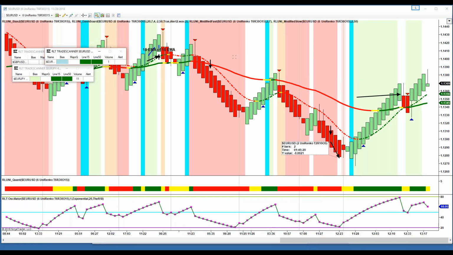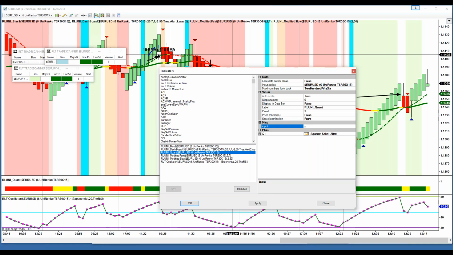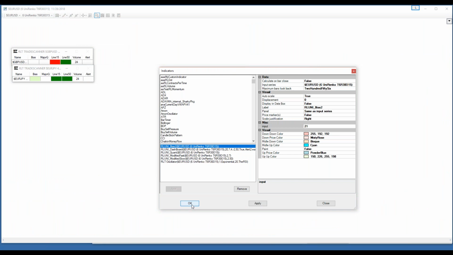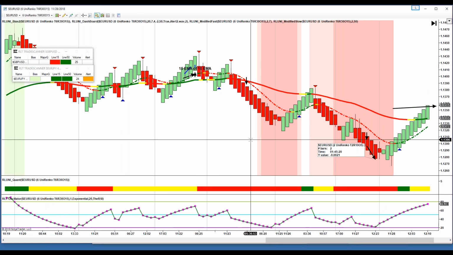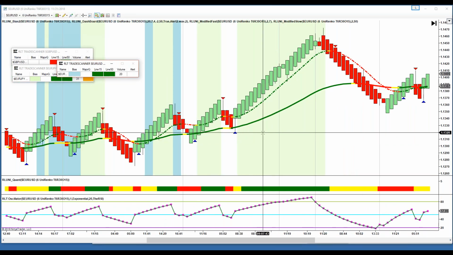And now we have to adjust the quants from 8 to 21. And the background bias from 8 to 21. And now you can see you have a completely different chart, but background bias is going to be accurate.